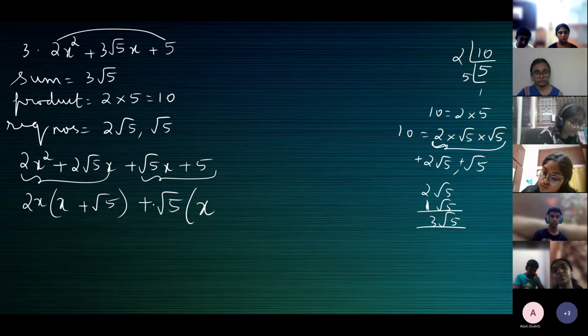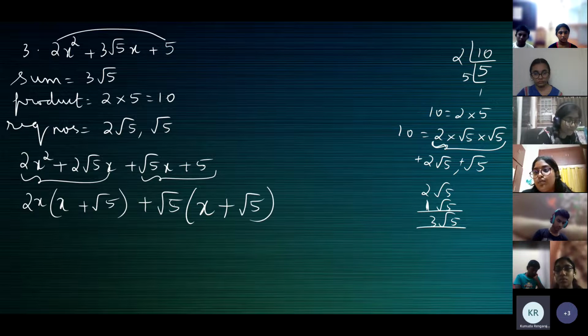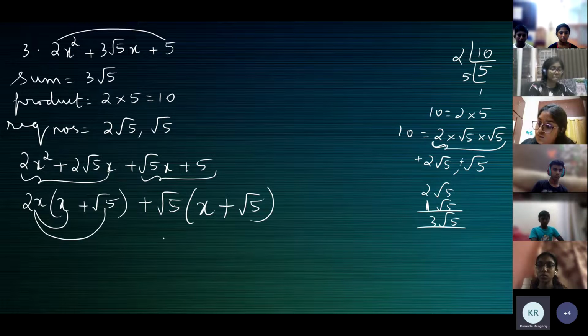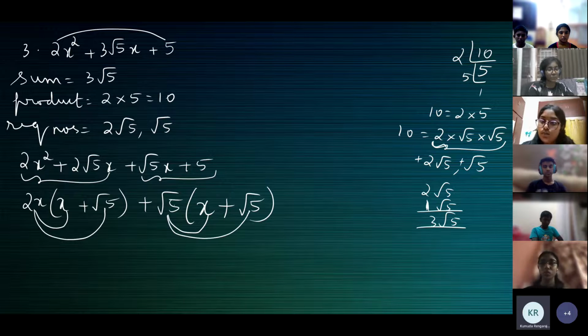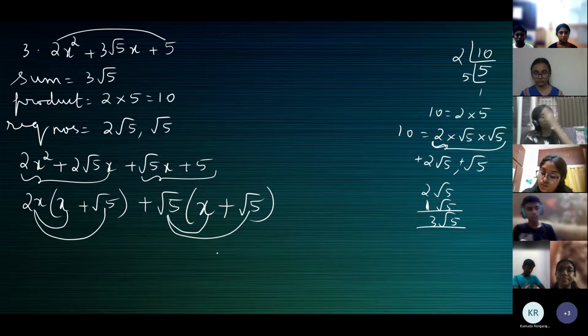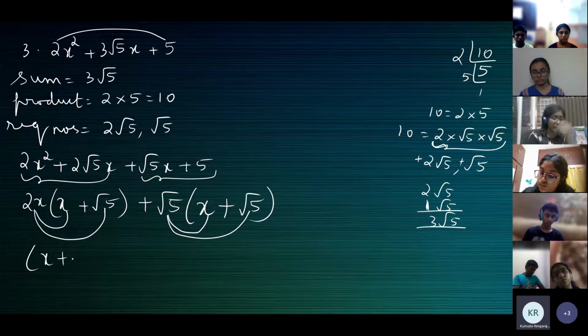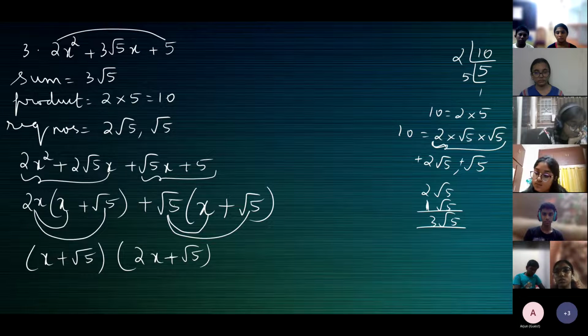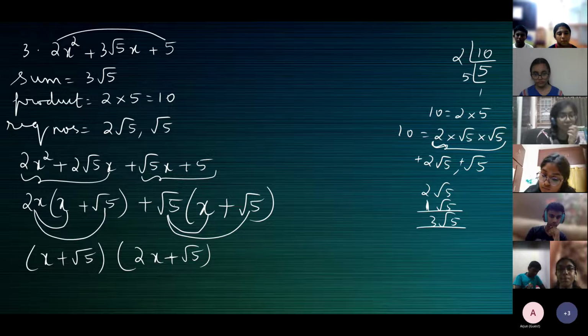Plus into plus is plus. Root 5 into root 5 is 5. When you multiply these two, you must get the first term. When you multiply these two, you must get the second term, the third term, and the fourth term. Now the two brackets have x plus root 5 common. Gather the remaining two terms, 2x plus root 5. All right. Please write down.